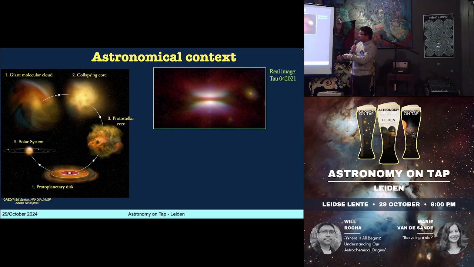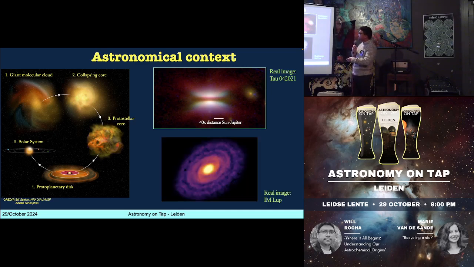So we have this kind of structure. Just for you to have an idea, this size that I'm showing here is like 40 times the distance from the Sun to Jupiter. So that's very, very big. We can put our solar system here easily. So that's how all the planetary systems evolve in other parts of the universe.